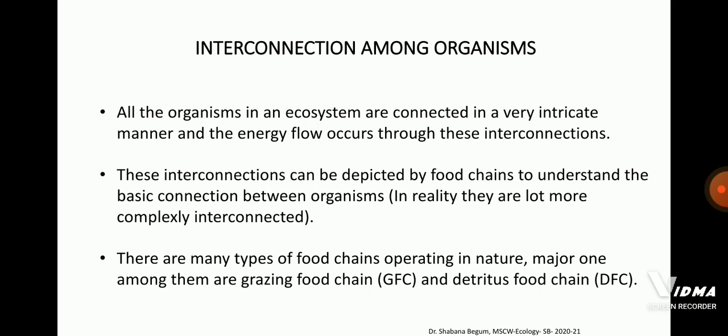In the slide, you can see there are interconnections among organisms. All the organisms in an ecosystem are connected in a very intricate manner, and the energy flow occurs through these interconnections, which are also called the food web. These interconnections can be depicted by food chains to understand the basic connections between organisms. There are many types, as I told you, of food chains operating in nature, which are again the grazing food chain, detritus food chain, parasitic food chain, etc.